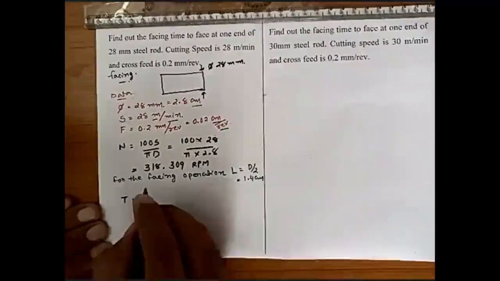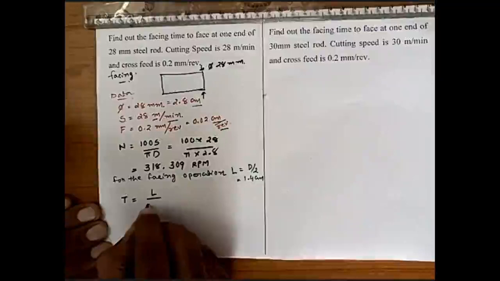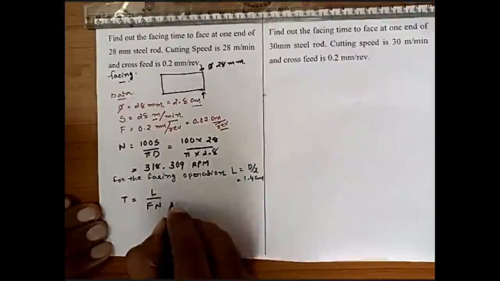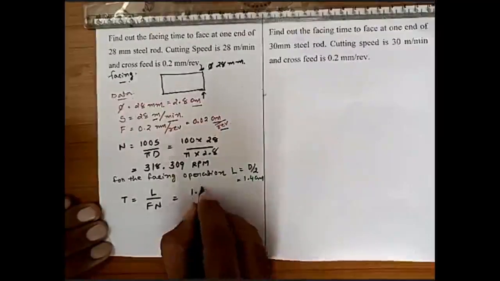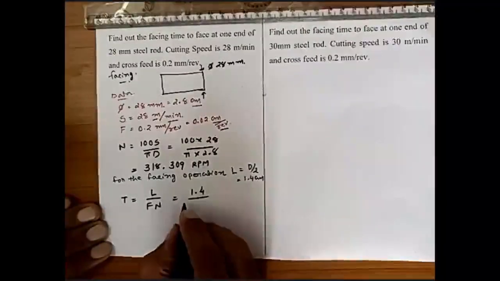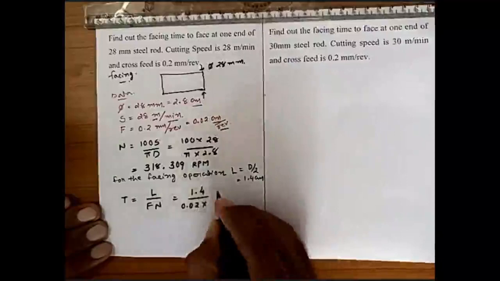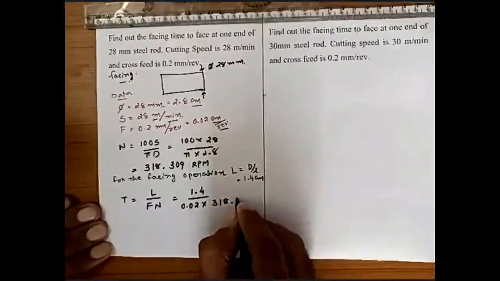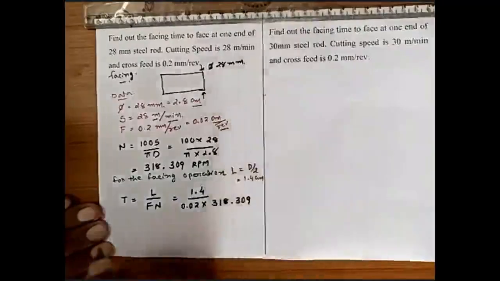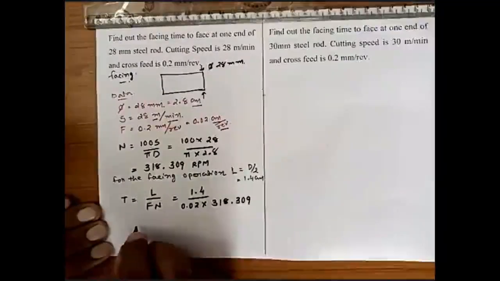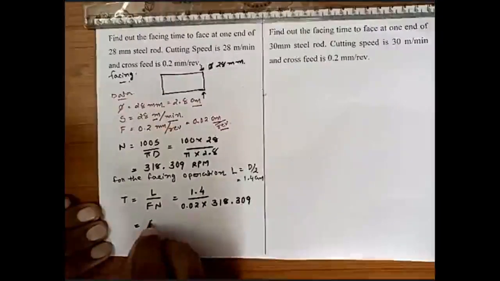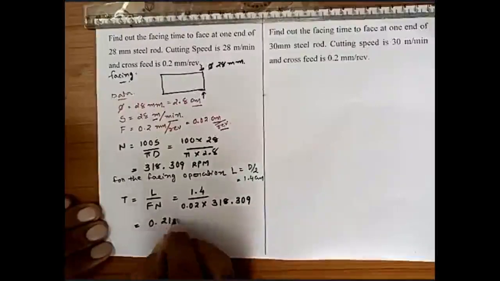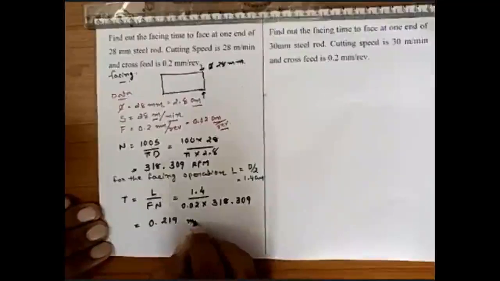So T is equal to L upon Fn, L 1.4 upon feed 0.02 into RPM 318.309. So cutting time T is equal to 0.219 minute.